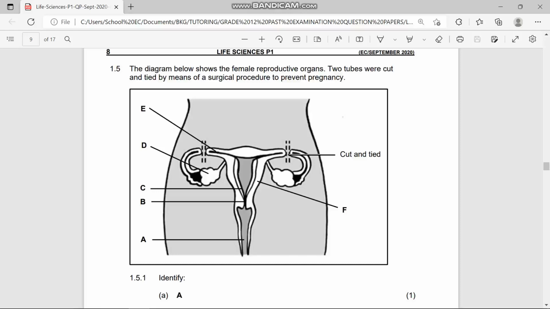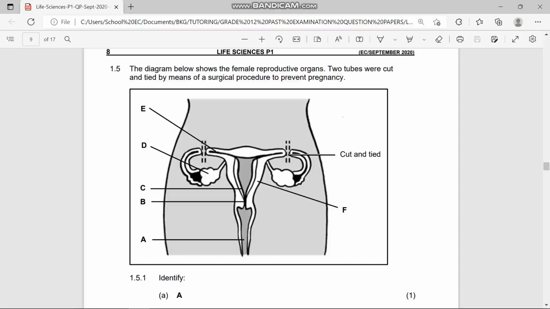So we are going to be fundamentally dealing with this question, which is question 1.5. And mind you, this was a paper that was written in 2020 September, that was set and written by students in the Eastern Cape.